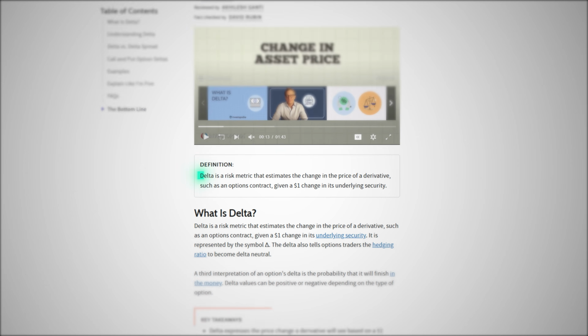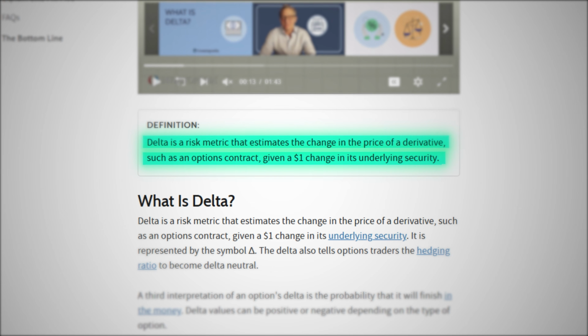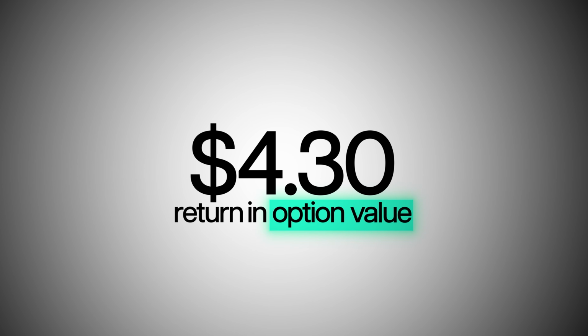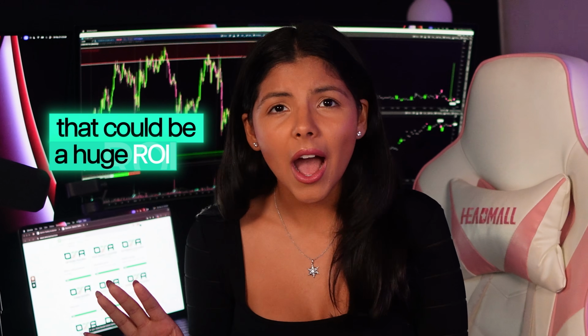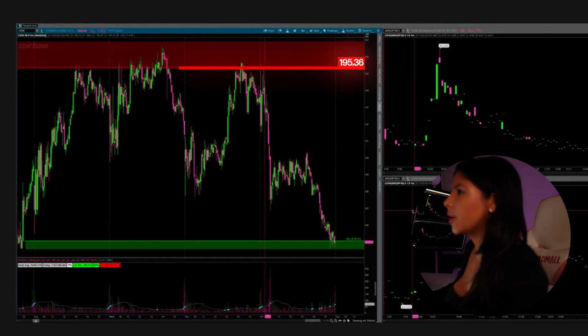Delta tells you how much the option contract should gain or lose for every $1 move in the stock. So with the 43-cent delta, Coinbase moved roughly $10 from the supply zone toward the demand zone. So from delta alone, that weekly contract had room to gain around the $10 move times the 43-cent delta. That's about a $4.30 return in option value. That could be a huge ROI. Coinbase rejected the supply zone around 195.36.